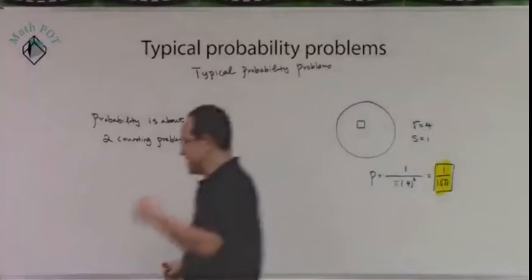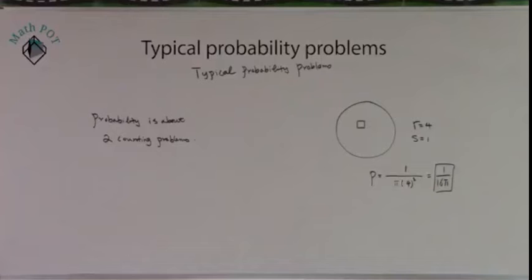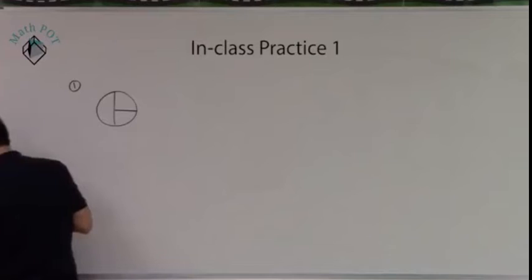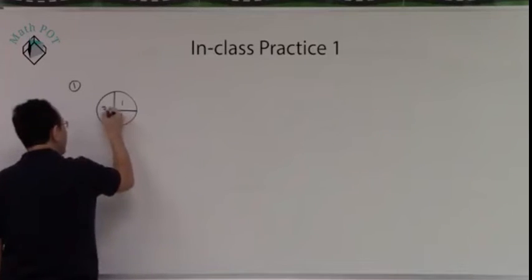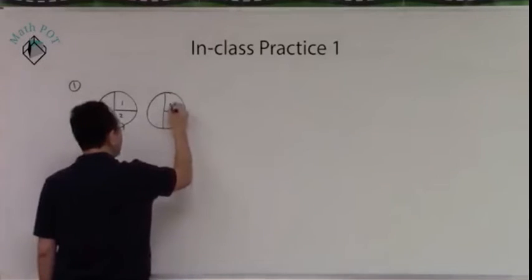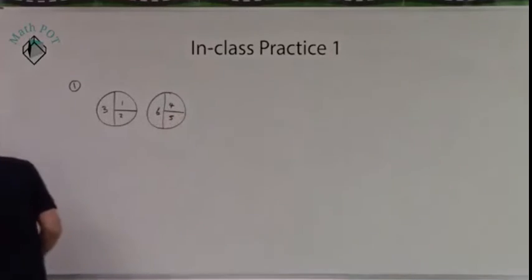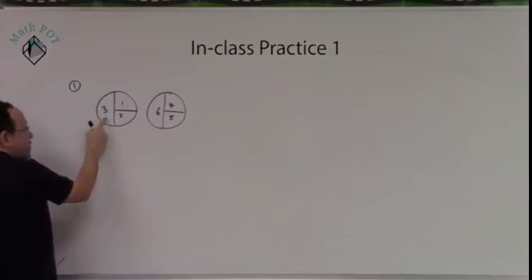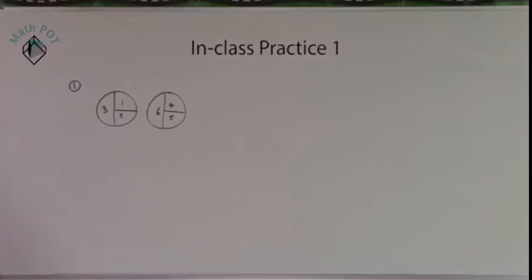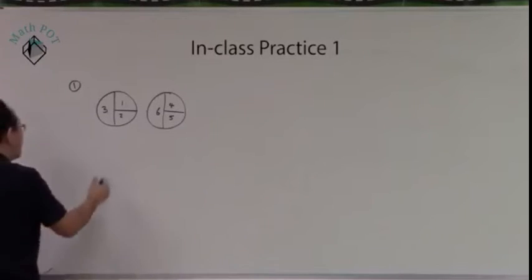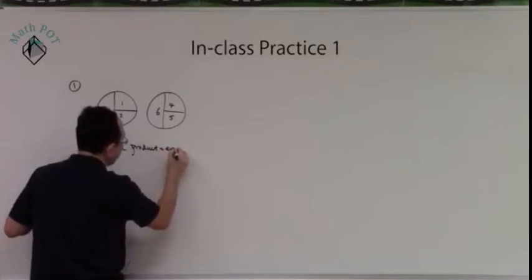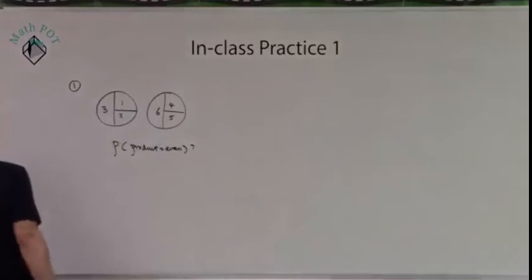Make sure you understand this one. Let's quickly do an in-class practice. This is our first wheel. The numbers are 1, 2, and 3. We have another wheel. The numbers are 4, 5, and 6. We select one number at random from the first one, and select another one from the second one at random. The problem is, what is the probability the product is an even number? That is our first one.